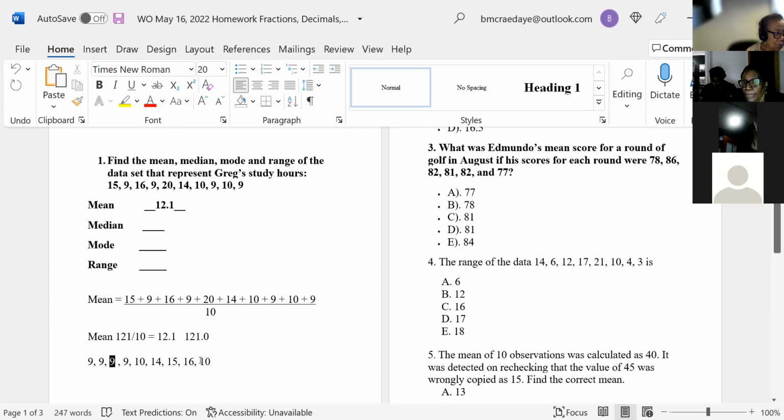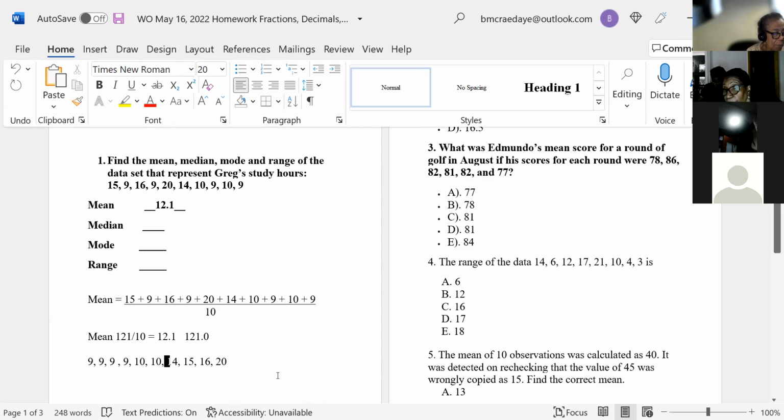Let's see, this was 20. Okay, 3, 6, we missed something. What, 10? 1, 2, 3, 4. 1, 2, 3, 4. Oh, there are 2 10s, Mercedes, right? I think you said 2 10s. I just didn't write them. Okay, so Mercedes, where would your median be?